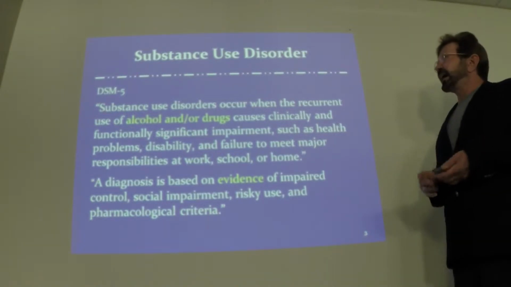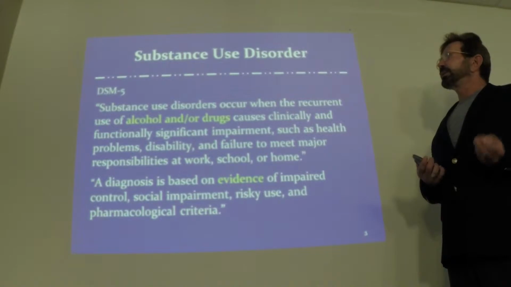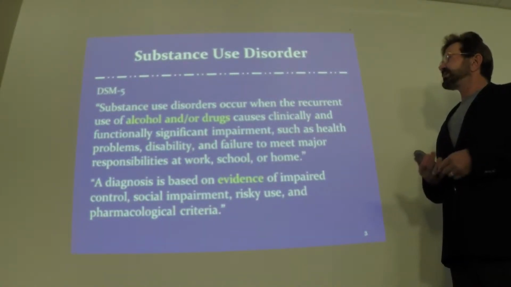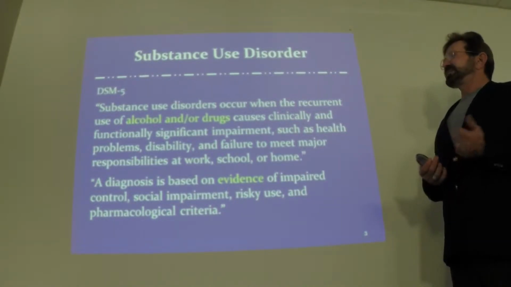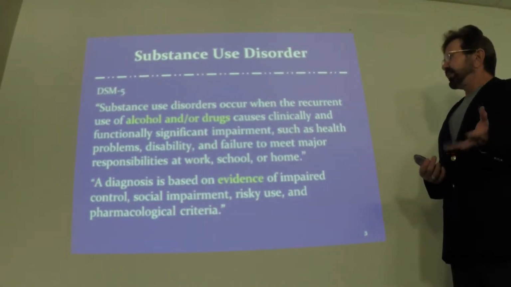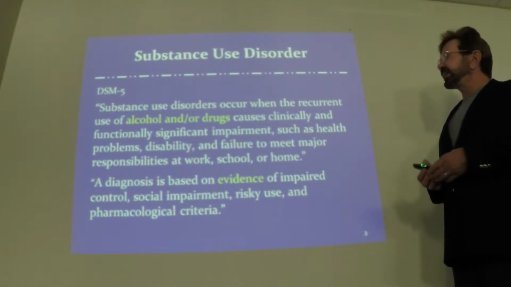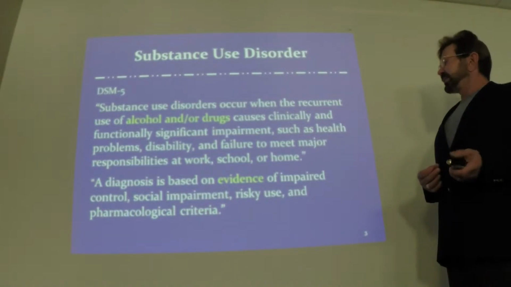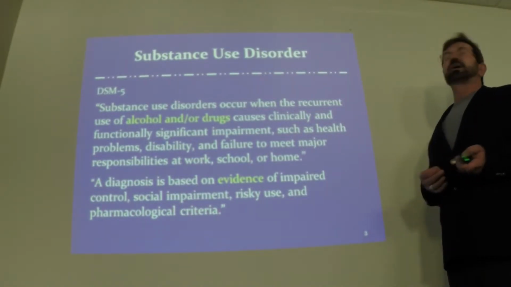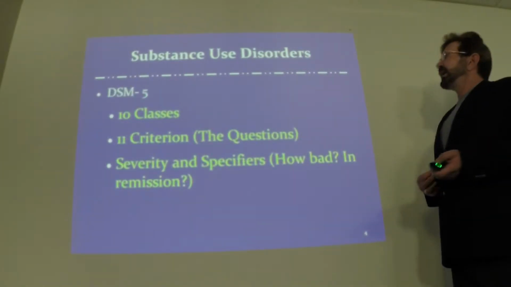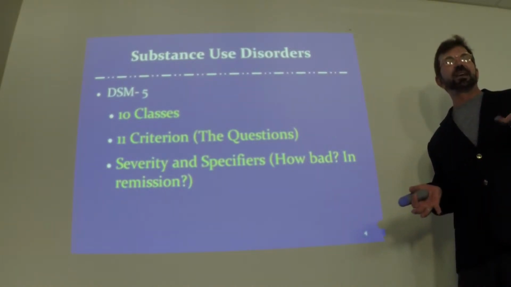The DSM-5 has broken down the definition as substance use disorders occur when the recurrent use of alcohol and/or drugs causes clinically or functionally significant impairment, such as health problems, disability, failure to meet major responsibilities at work, school, or home. And to get a diagnosis, it's based on evidence of an impaired control, social impairment, risky use, or pharmacological criteria.